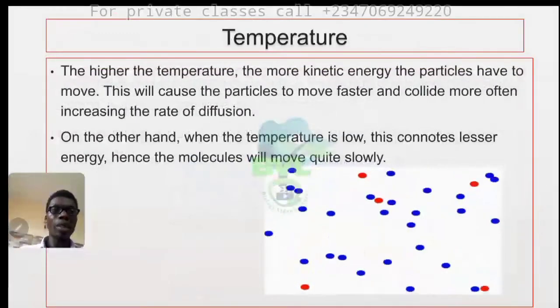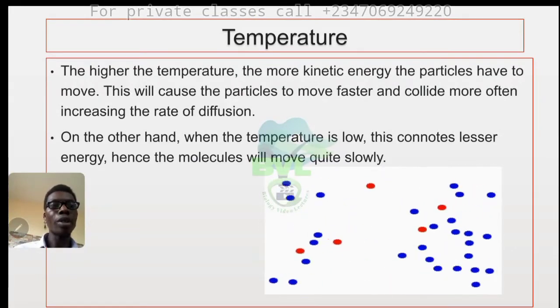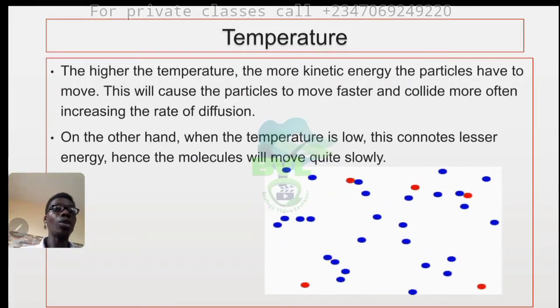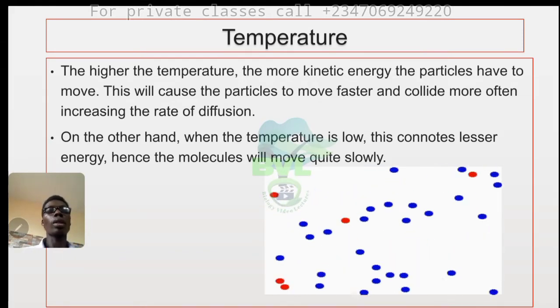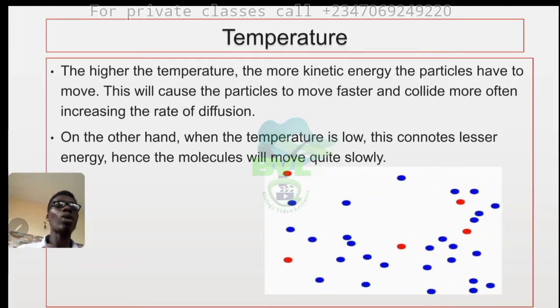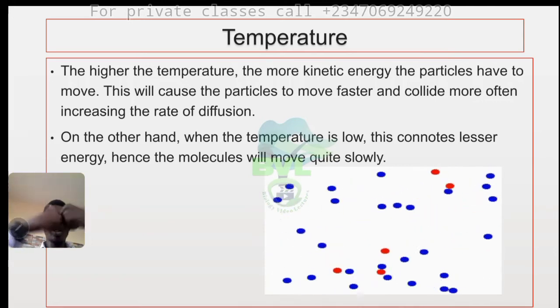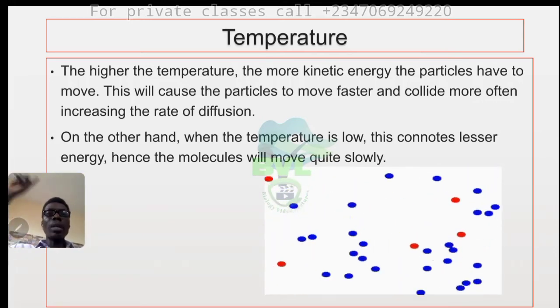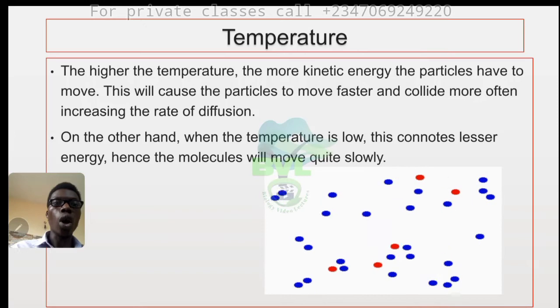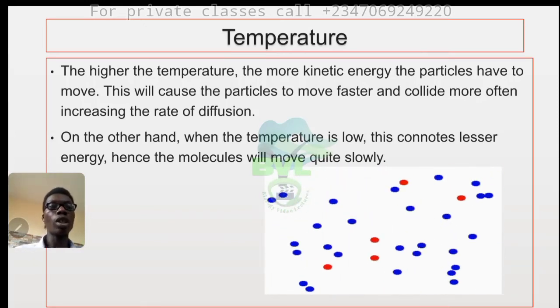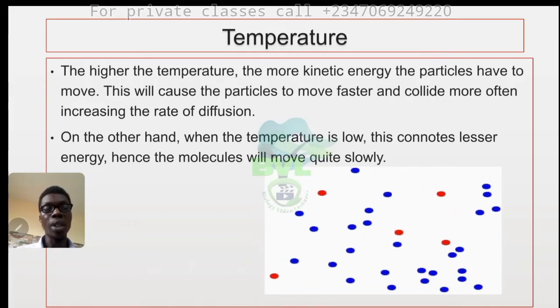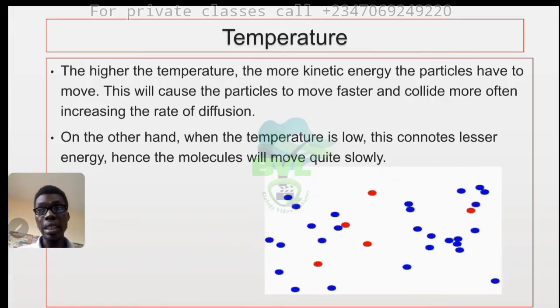So that's number one. Number two, the higher the temperature, I think I mentioned this when we were introducing diffusion, the more kinetic energy the particles have to move. This will cause the particles to move faster and collide more often. Once they hit each other, they bounce, and that gives them room to move around. On the other hand, when the temperature is low, this connotes less energy, hence the molecules will move quite slowly.